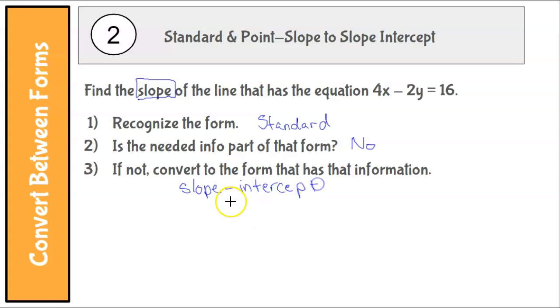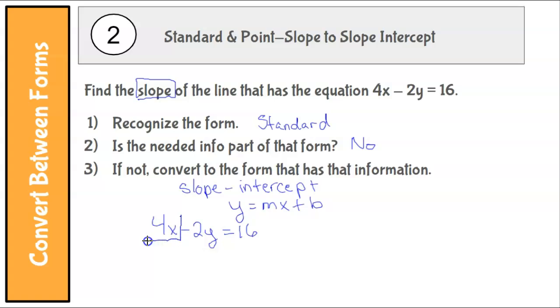So we need to get it in y equals mx plus b. And this form has the unique characteristic that y is all by itself. It's isolated and everything else is on the other side of the equal sign. So that's our goal. We're going to do our 4x minus 2y, and our goal is to get y all by its lonesome.